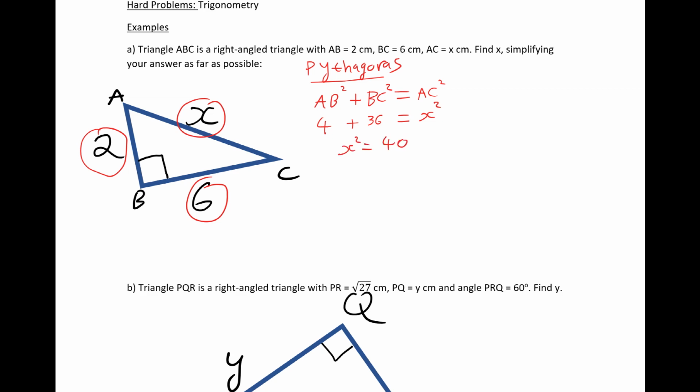To get x on its own, we need to do the opposite of square, which is square root. So x is the square root of 40, which, if I want to simplify this, I can say root 4 times 10, which just gives me root 4 root 10, which is 2 root 10 as my final answer.